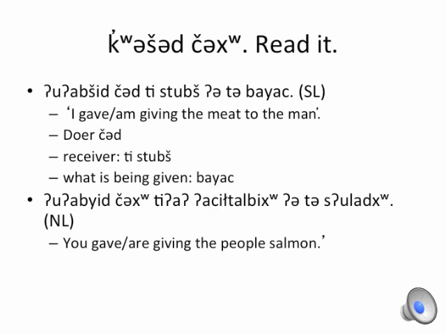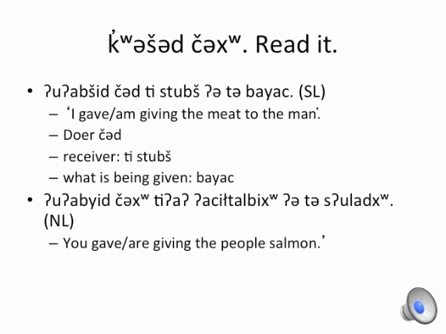So let's look at the first two. O abshid ched ti stobj atabayats. I gave or am giving the meat to the man. The doer is ched. Our receiver is stobj. We know that because there's t before stobj, and when the d suffix is used, t is marking the receiver. And what is being given is bayats, because that's what follows atta.